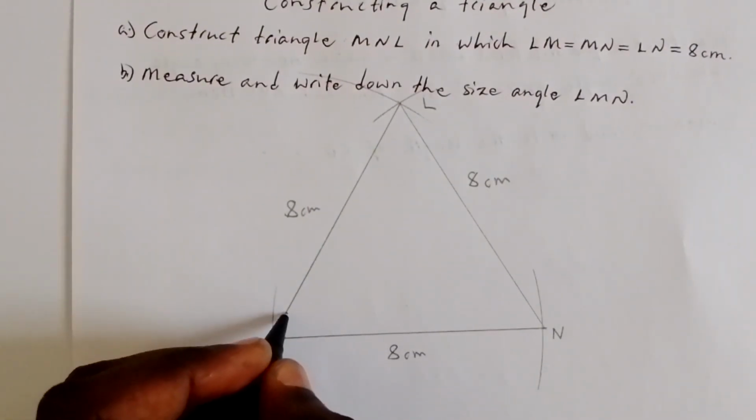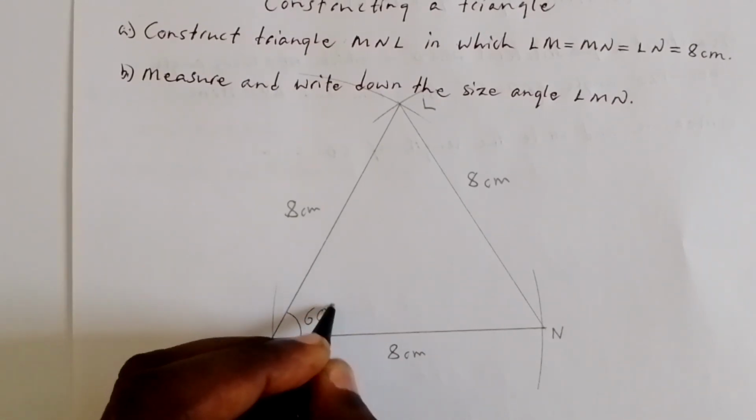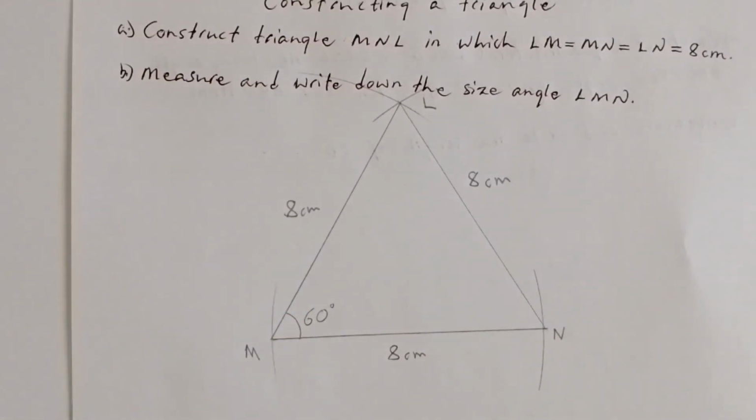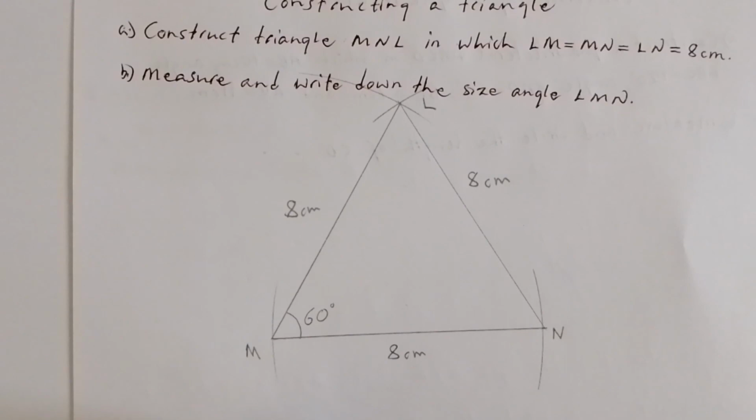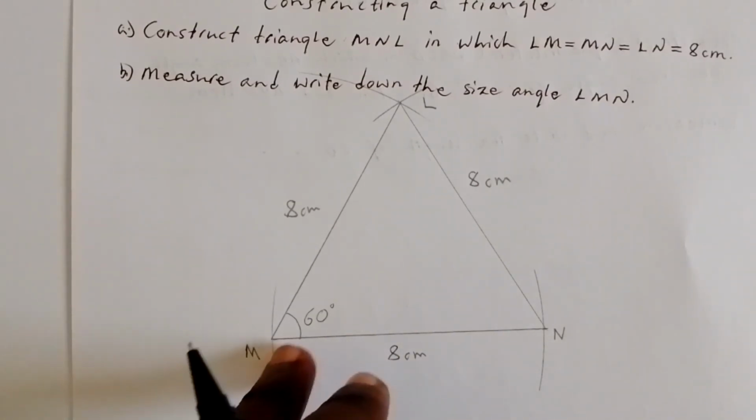You can even show it here. It's 60 degrees. That's the size of angle LMN. If you want, you can even show it outside. LMN is equal to 60 degrees. If you remember earlier, I mentioned that if your triangle is equilateral of equal length, all the interior angles are equal. Okay, so that's why I shouldn't be surprised that this is 60 degrees.